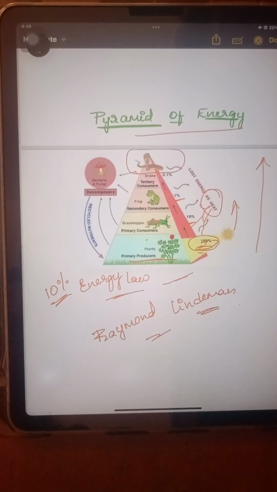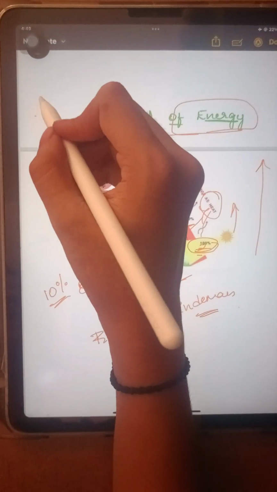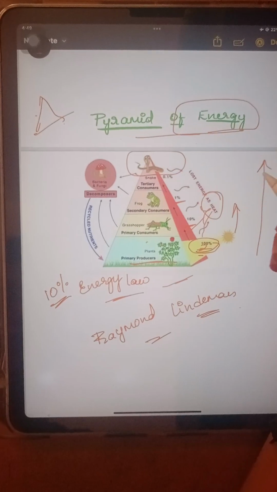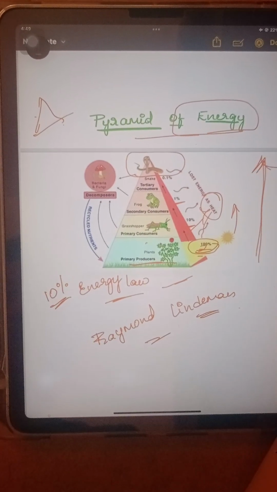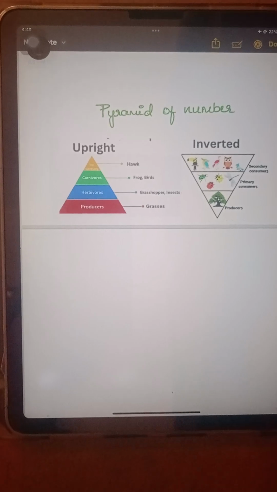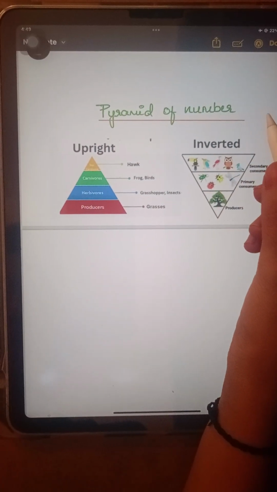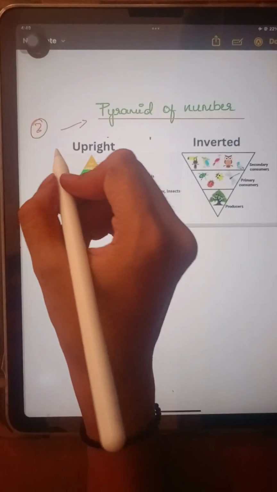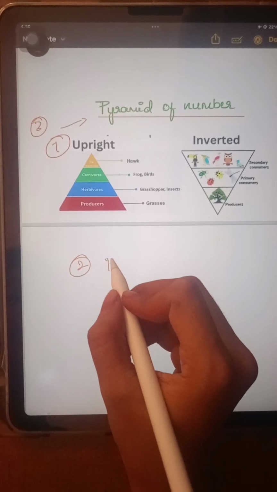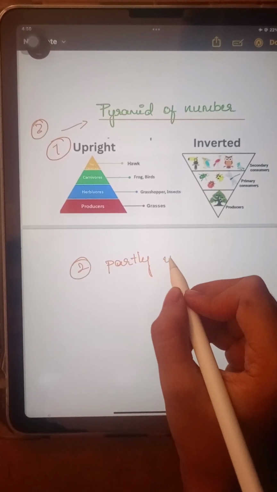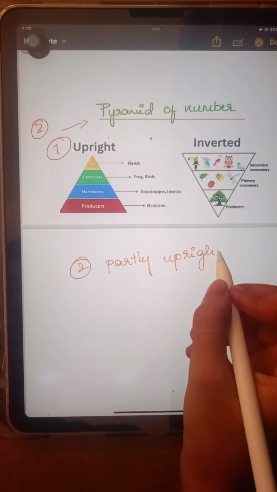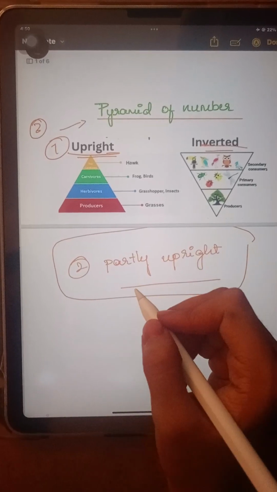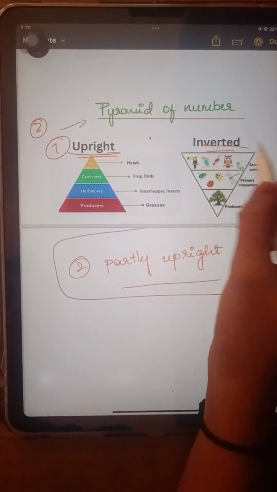This pyramid of energy is always upright and vertical because the flow of energy in the ecosystem is always unidirectional. Next type is pyramid of number. Here there are three types of pyramid of number: one is upright pyramid, second is partially upright pyramid. In many books there are only two types, but there is also another type, that is partially upright. And next is inverted pyramid.